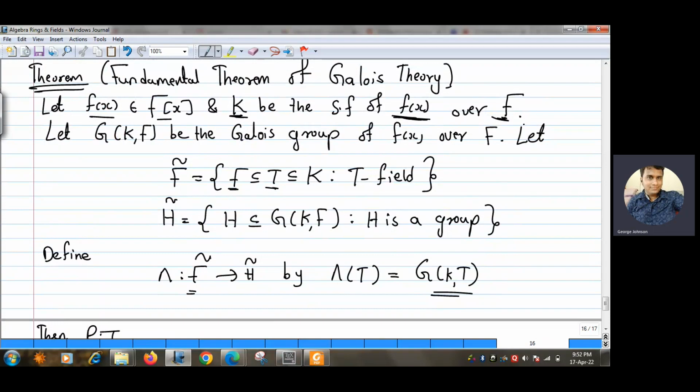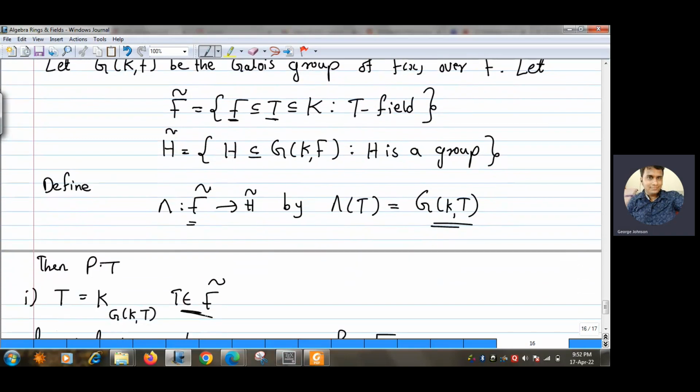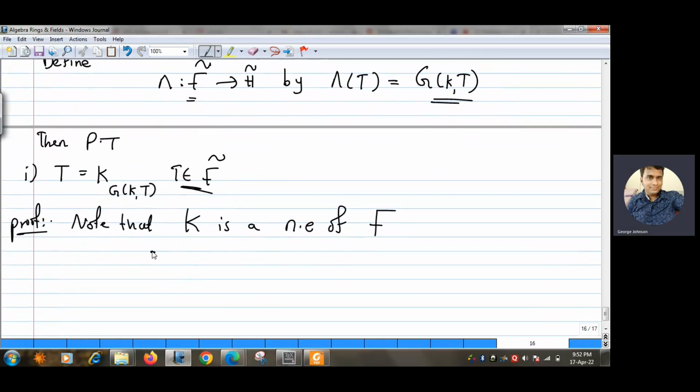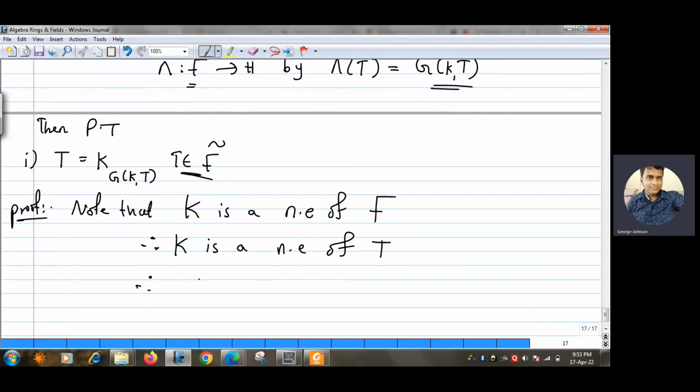So again, using the previous theorem, because K is the splitting field of some polynomial over T, K is a normal extension of T. So K is a normal extension of F, and therefore I can also say, using the previous theorem, that K is a normal extension of T also. And because K is a normal extension of T, by the definition of normal extension, the dimension of K over T is finite, and the fixed field of G(K/T) is the same as T.